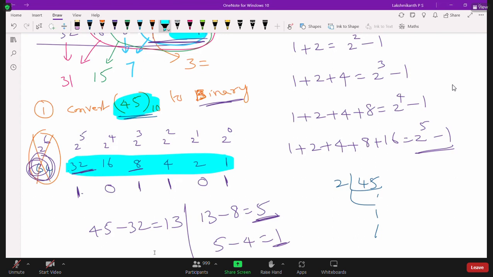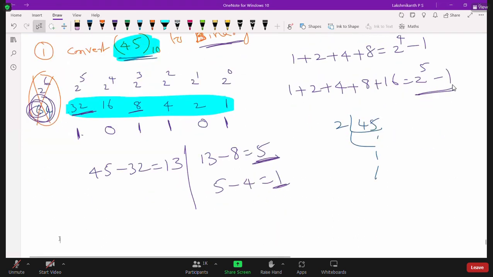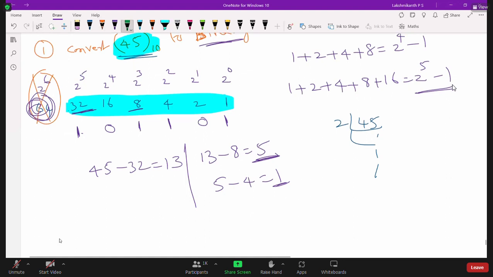So hope it is clear for you. I'll give you some more examples to understand better. Just now we have taken 38. So convert 38 base 10 to a binary number. What you need to do here is write the place values of 2. What are the place values of 2? 1, 2, 4, 8, 16. So now I am going to write here 1, 2, 4, 8, 16.